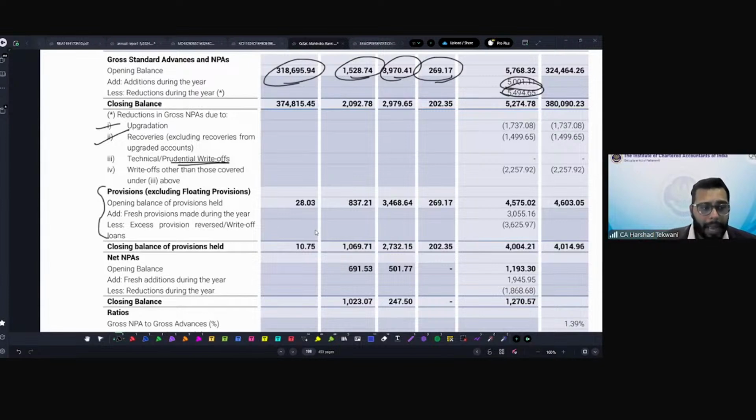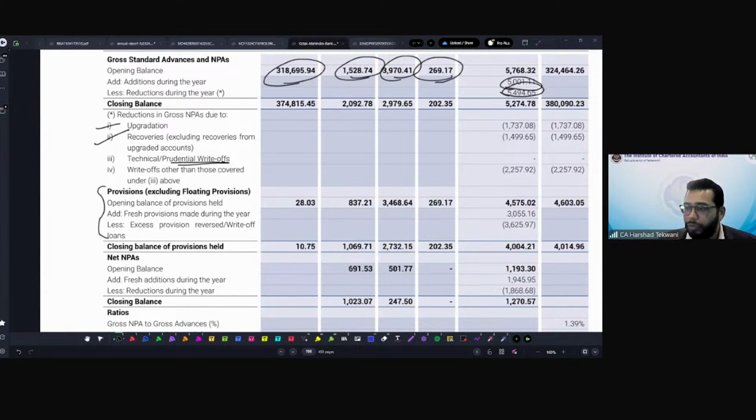And having a provision means I still have a balance on my books of account. The day I recover the balance, I will reverse the provision. Simple as that. Written off is something different. There is a detailed process on how to write off an NPA from the books of account.